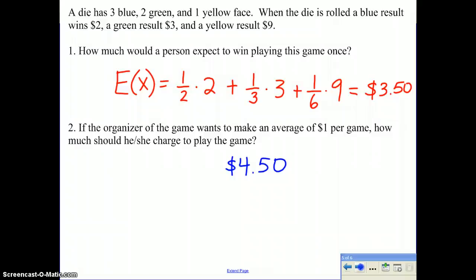Okay? All right, one more scenario. A game is played in which a pair of dice is rolled. If doubles are rolled, then $8 is won. If the difference between the numbers on the dice is 1, then $3 is won. If the difference between the numbers on the dice is greater than 1, then $2 is lost. How much would you expect to win when playing the game once? How about when playing the game 15 times?